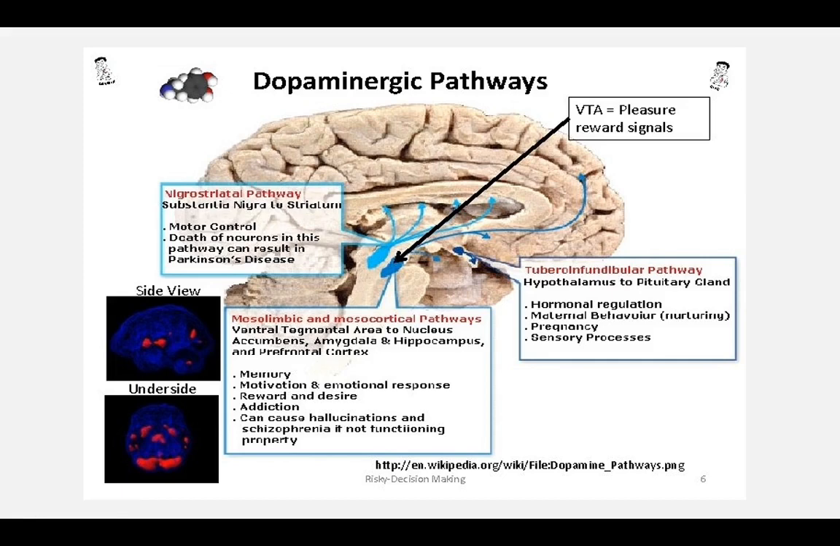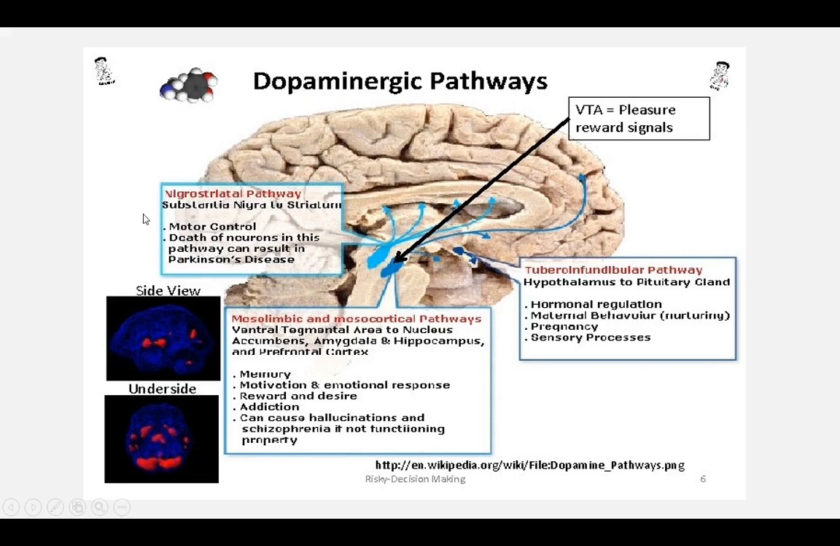Please mark these terms, because later on when you go for exams or interviews, they ask this. So all this memory, motivation, reward, addiction, and from here also your positive symptoms and negative symptoms arise, and other symptoms of schizophrenia. Now, the other pathway is the nigrostriatal pathway.